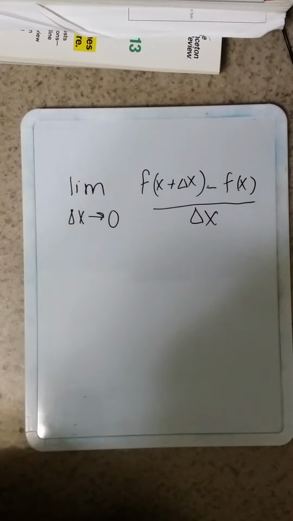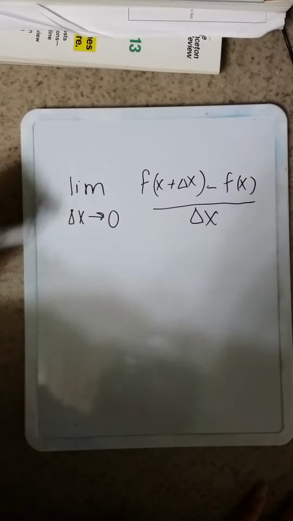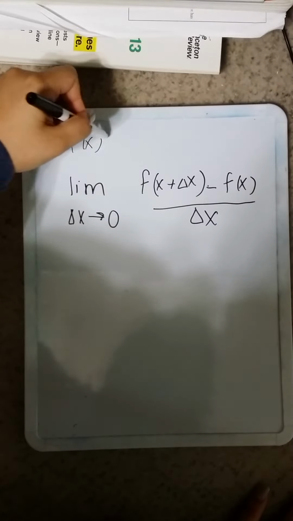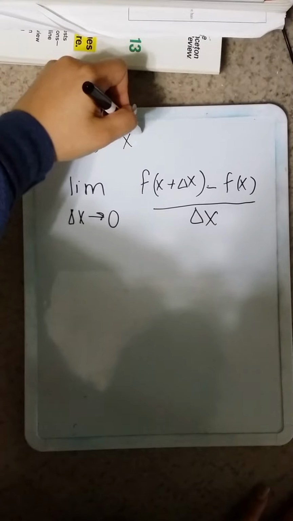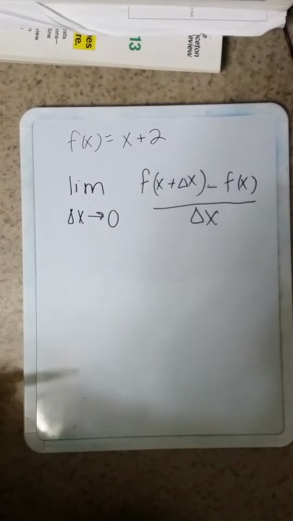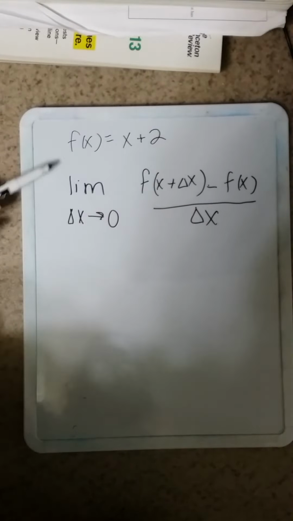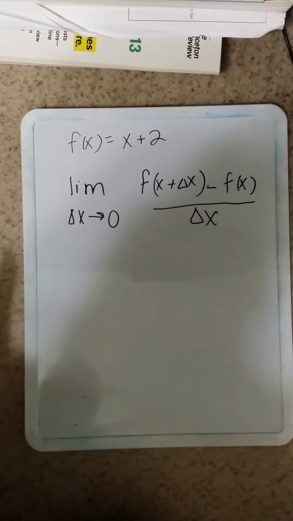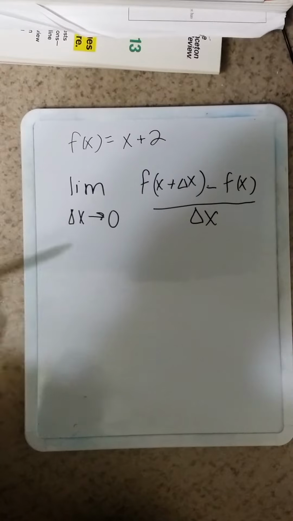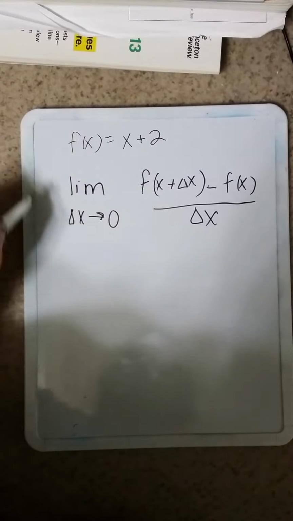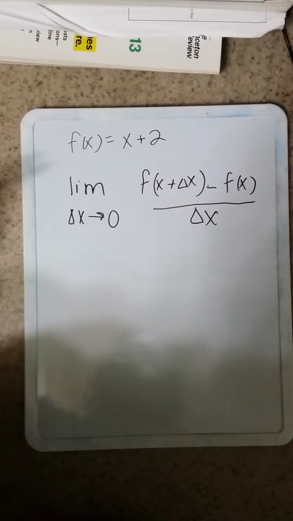So that's the definition. How we're going to use that is we're going to get a function. Let's just use an easy one right now: f of x equals x plus 2. We're going to plug it into the definition to get our derivative. Just to mention it, a derivative is the slope of a tangent at a certain point. This is our definition. Always make sure you write that down when you're doing a problem.